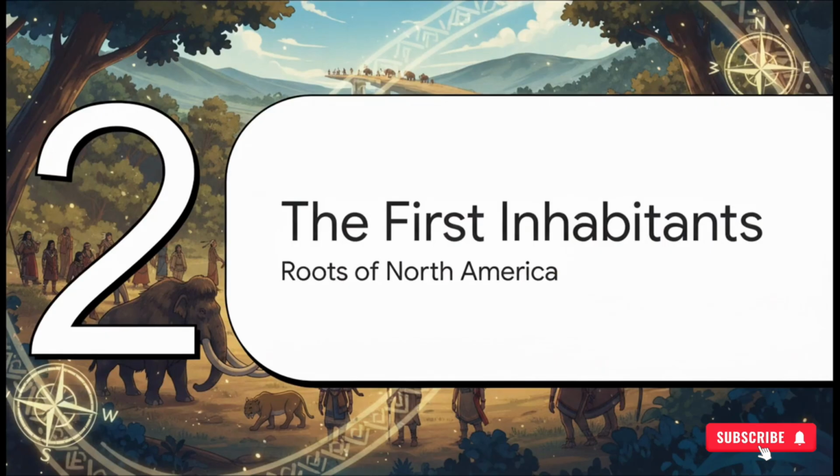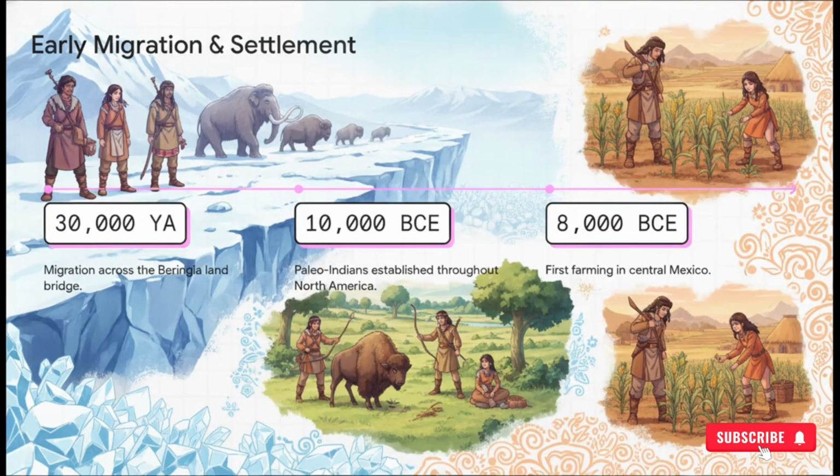Let's move on and see how this builds in Section 2, The First Inhabitants, exploring the deep roots of North America. To really grasp the epic scale of this history, let's rewind the clock. We're starting roughly 30,000 years ago. That's when the prevailing theory suggests people migrated from Eurasia, crossing the Beringia land bridge right into present-day Alaska during the Ice Age.